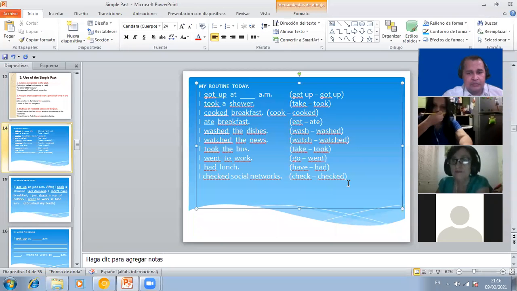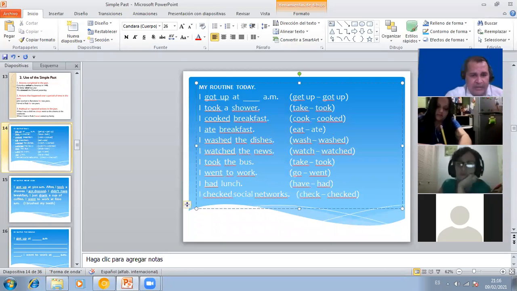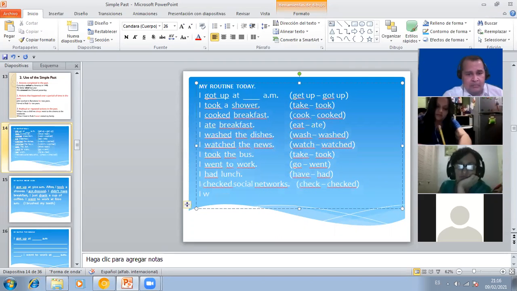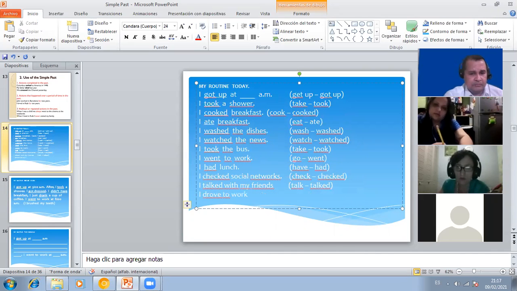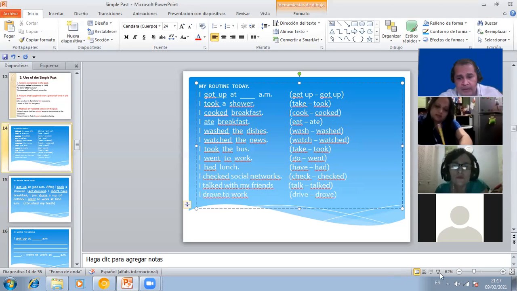What is another action? For example, when you say I talk with my friends, we are using the verb talk. The past is regular. I drove to work. Okay, everybody, you see, we have different actions here. Different actions, see?